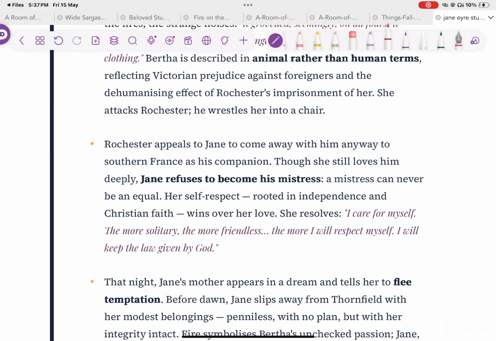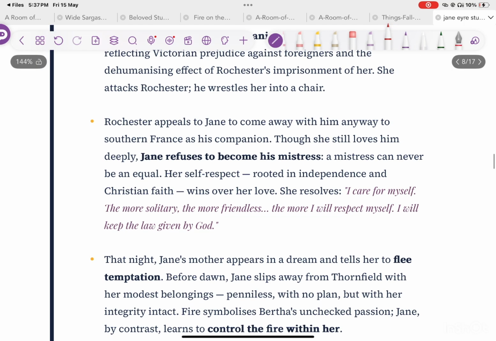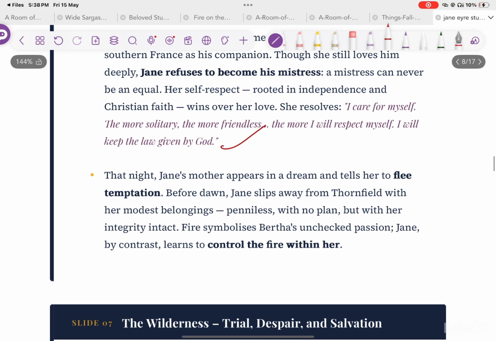She resolves, "I care for myself. The more solitary, the more friendless, the more I will respect myself. I will keep the law given by God." So, keeping the law given by God, she finally leaves Rochester. That night, Jane's mother appears in her dream to tell her to flee temptation. Before dawn, Jane slips away from Thornfield.